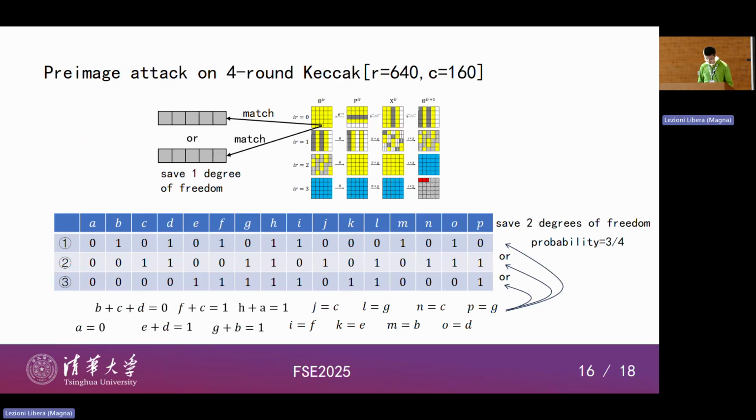Note that if we extend to more candidates, the number of degrees of freedom will be increased, while the probability of matching will decrease, which is noteworthy in this attack.